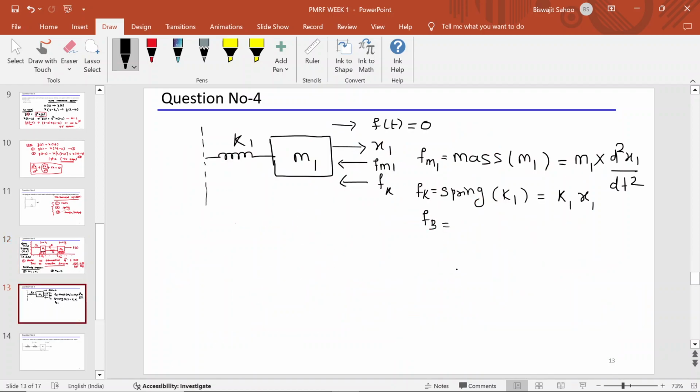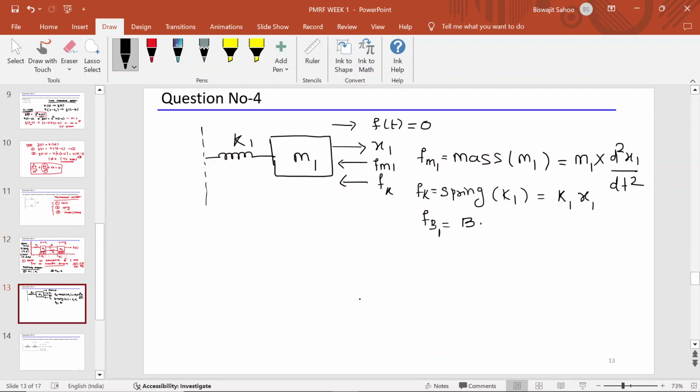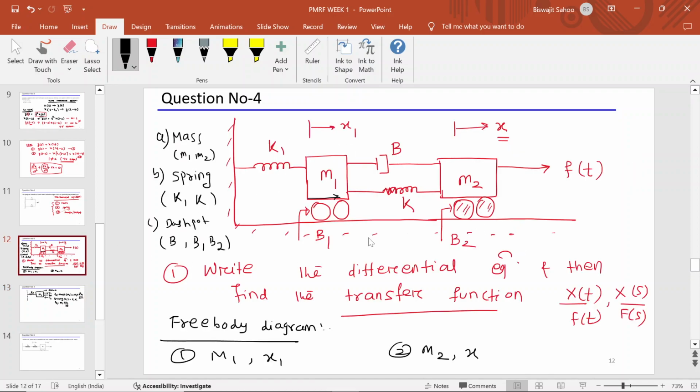So you write down f of b1, and that frictional force is directly proportional to your velocity. This is a frictional coefficient b times the velocity. What is the dashpot name? b1. So b1 into velocity, which is nothing but dx1 by dt. But can anybody tell me, apart from these three, are there any other forces appearing on m1 in this diagram?